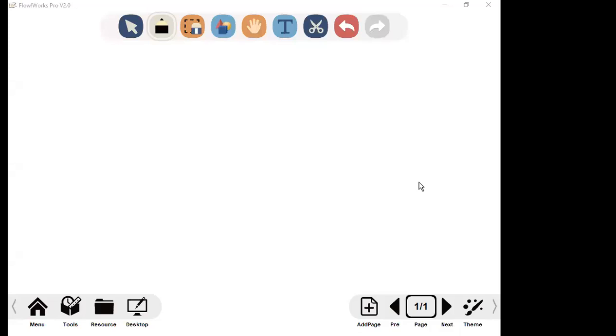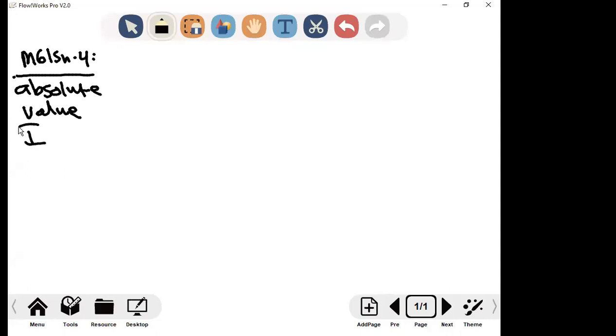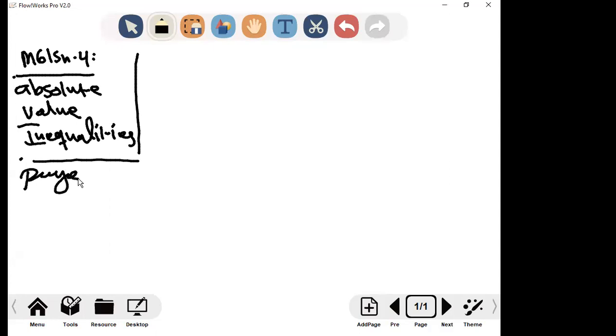We are in module 6, lesson 4, absolute value inequalities, page 367. Today is 17 January.